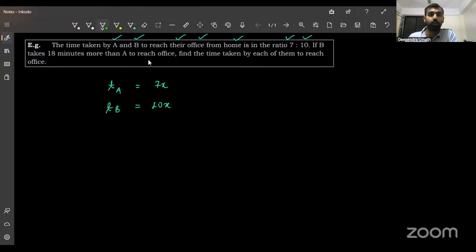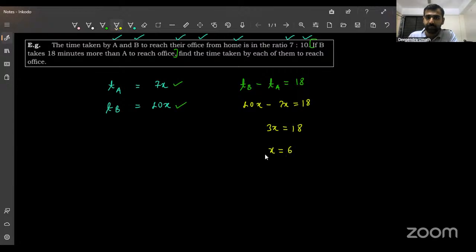Along with that, we are told one more thing, that B takes 18 minutes more than A to reach the office. Now, look at this, how easy this question is. B takes 18 minutes more than A to reach the office, which means B takes more time than A, and how much more time B takes than A is 18 minutes. So technically they are trying to say 10x minus 7x is going to be 18, which means 3x is going to be 18, which means x is going to be 6.